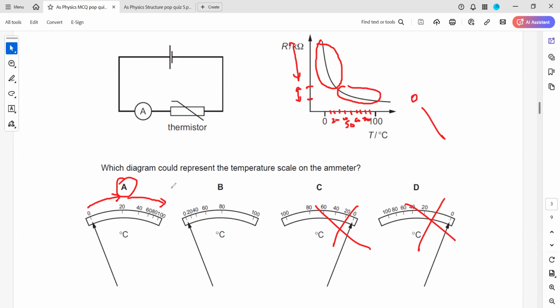So either B can be an answer or A. But what happened in B? From 0 to 20, when the temperature changes from 0 to 20, the change in the resistance is small. But from 20 to 100, there's a large change, according to B. But according to the graph, when there's a change in the temperature from 0 to 20, there's a large change in the resistance as compared to from 20 to 100. Is this one clear?